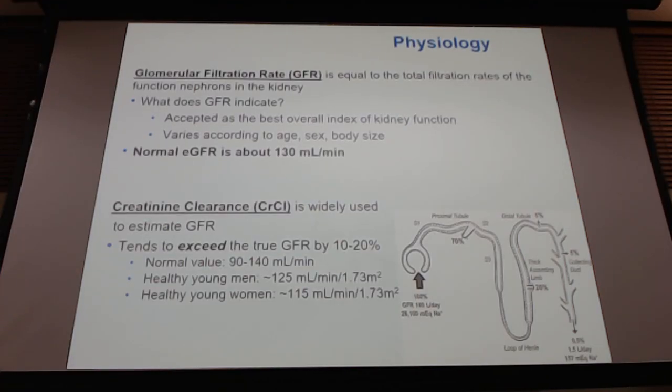Right. Let's do a quick physiology review. We have glomerular filtration rate. This is the filtration of your blood into the kidneys through functional nephrons, and it usually indicates the best overall measure of how well your kidneys are functioning. It'll vary according to age, sex, and body size. Normal eGFR is about 130 milliliters per minute.